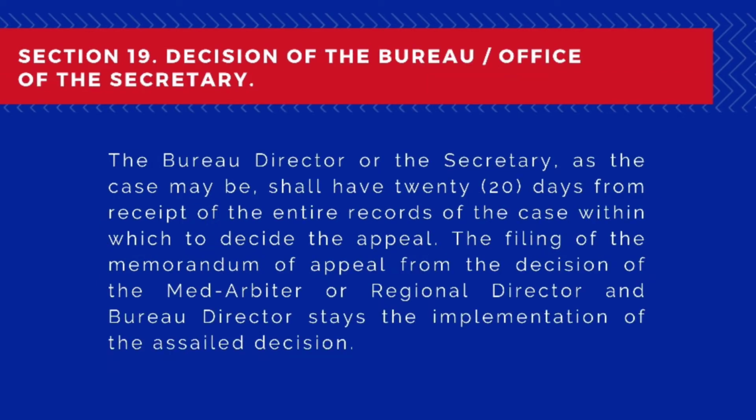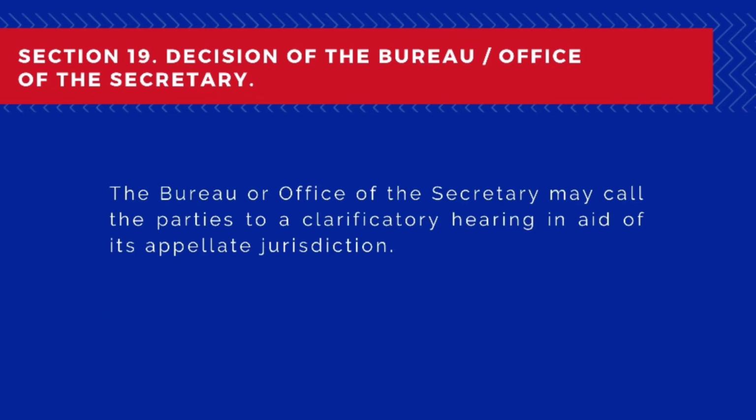Section 19. Decision of the Bureau or Office of the Secretary. The Bureau Director or the Secretary, as the case may be, shall have 20 days from receipt of the entire records of the case, within which to decide the appeal. The filing of the Memorandum of Appeal from the decision of the Med Arbiter or Regional Director and Bureau Director, stays the implementation of the assailed decision. The Bureau or Office of the Secretary may call the parties to a clarificatory hearing, in aid of its appellate jurisdiction.